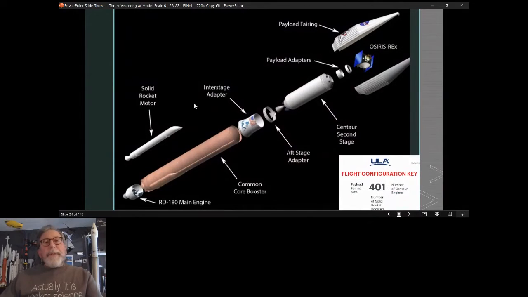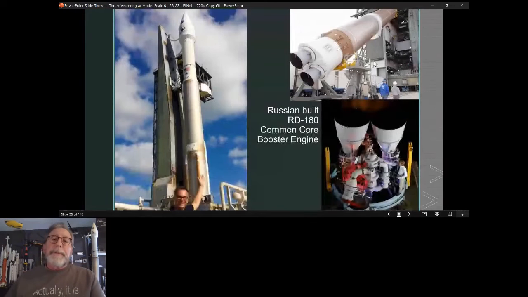Okay, so that is what I had to deal with in the model as well. So here's the components of the Atlas 5411. So there's the Common Core booster, the single SRB, Centaur second stage, and a 4-meter fairing, and of course the satellite. And the rocket flies with a Russian-built RD-180 engine, which is actually a very powerful, reliable engine, really high thrust to weight ratio, almost 1 million pounds of thrust. But unfortunately, it's not real politically correct these days. So in their new Vulcan booster, which will replace this and the Delta 4, they will be using a different engine, the Blue Origin BE4, 2 of them.